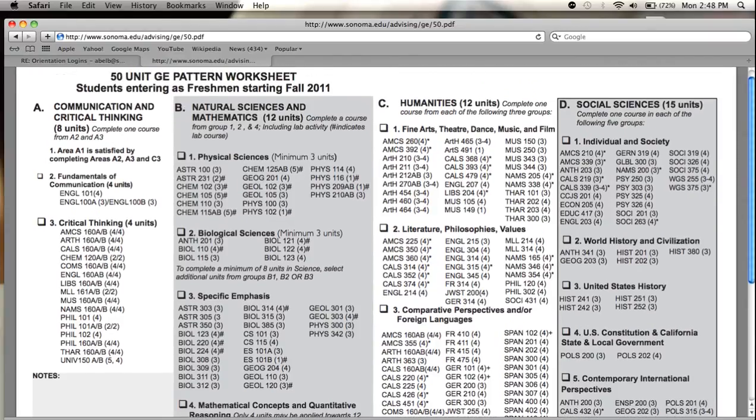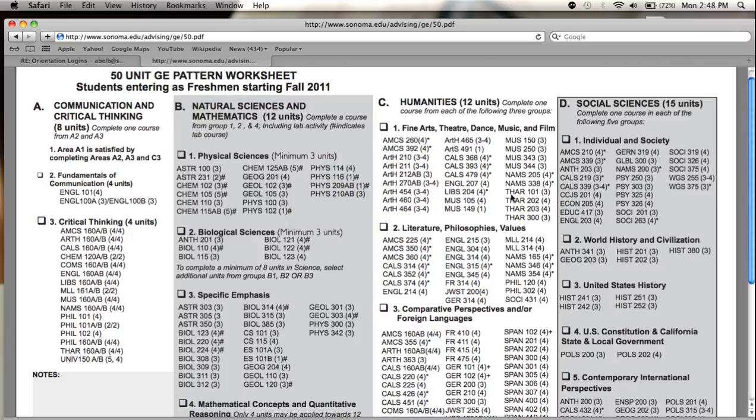Area C is humanities. So we have C1, C2, and C3. As you can see, you need to complete a total of 12 units, one class from each category. So most of these classes are 4 units, but if you can see, there are a few classes that are only 3 units. And if you take a 3-unit course, that's going to put you at 11 units instead of 12. So you want to try and do your best to take 4-unit courses from this category.